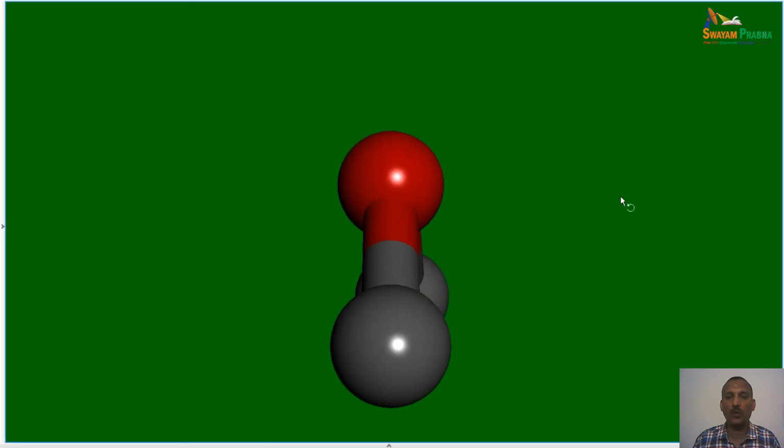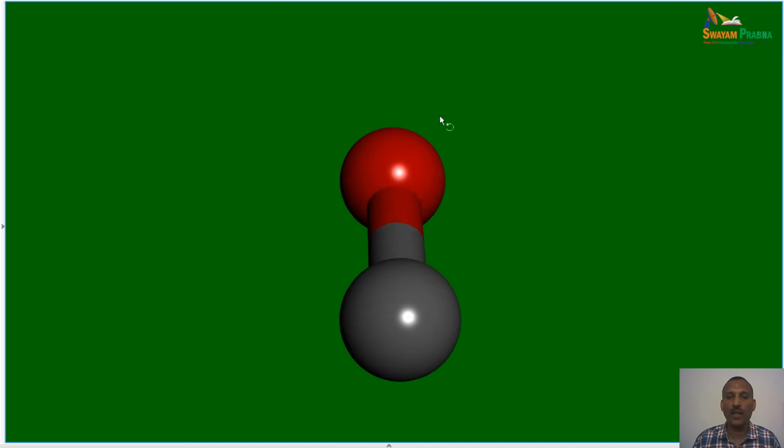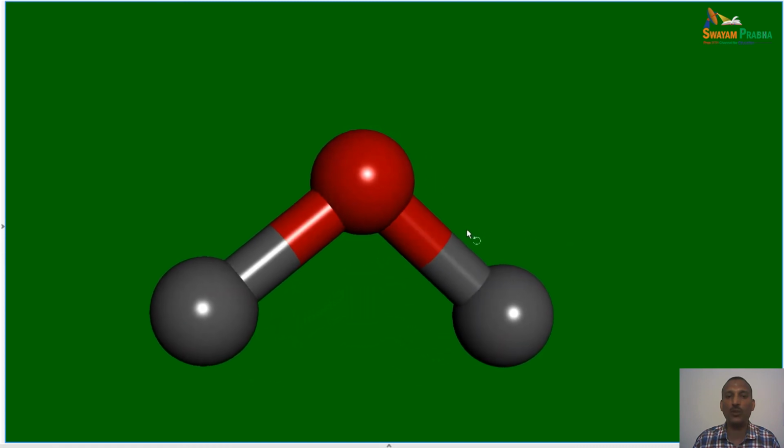If I rotate the molecule like this, I can exactly cut the molecule into two pieces. That means the plane of the paper can cut it into two pieces because this is a planar molecule. So I can exactly cut the plane into two pieces to get the exact mirror image of each other. So this is another plane. So we have two planes in this molecule.